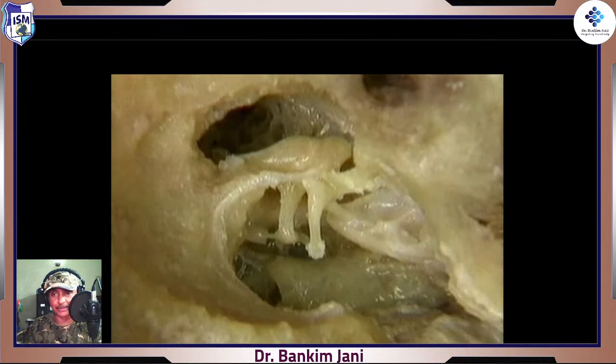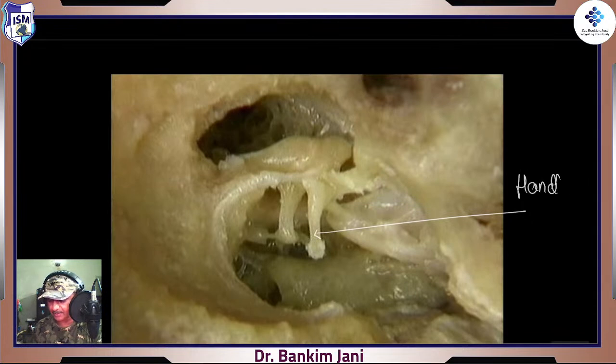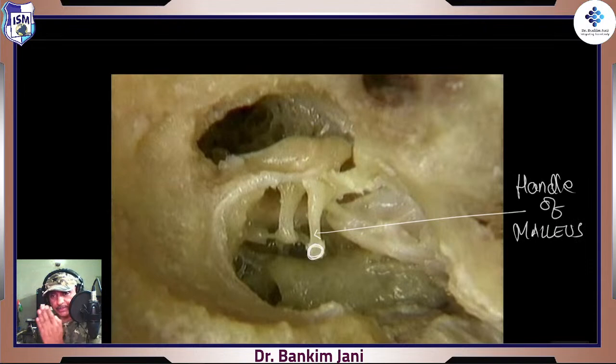Now we have added that. So this is the handle of malleus, and this portion would be connected with the tympanic membrane. And when the tympanic membrane is connected, on the outer side, that prominence is what is called the umbo. So this will be the site of umbo here.